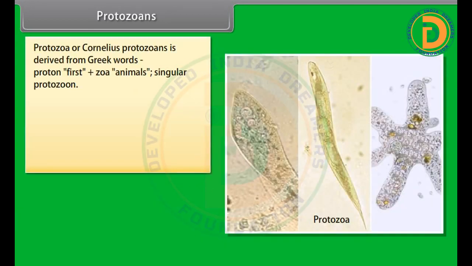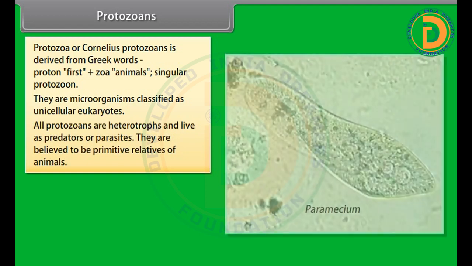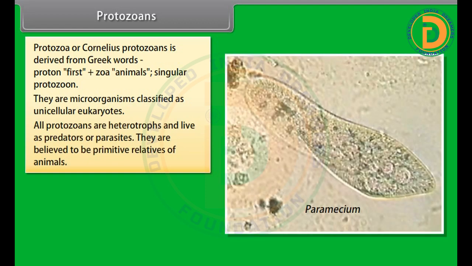Protozoans. Protozoa or protozoans is derived from Greek words proton, first, plus zoa, animals, singular protozoon. They are microorganisms classified as unicellular eukaryotes. All protozoans are heterotrophs and live as predators or parasites. They are believed to be primitive relatives of animals.